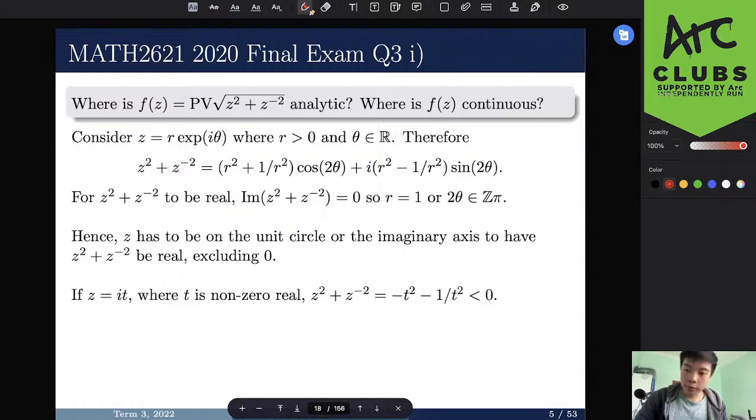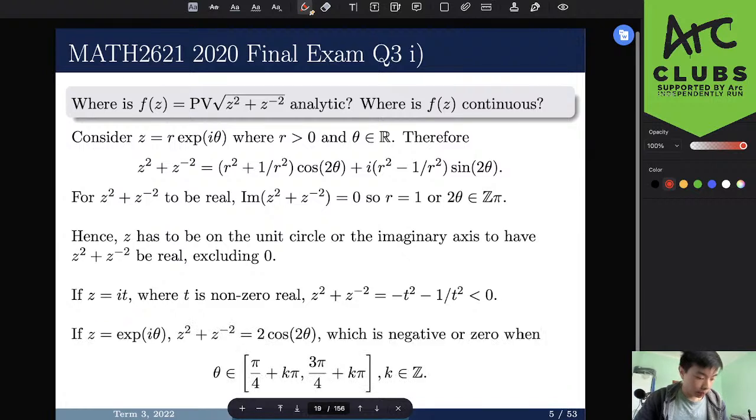And so we can first look at when it's on the imaginary axis. So we have z equals it, where t is some non-zero real number. And then we can substitute it into z squared plus z to the minus 2. And of course, what we see is since t is real, t squared is also greater than or equal to 0. And so what we get is minus t squared minus 1 on t squared is less than 0.